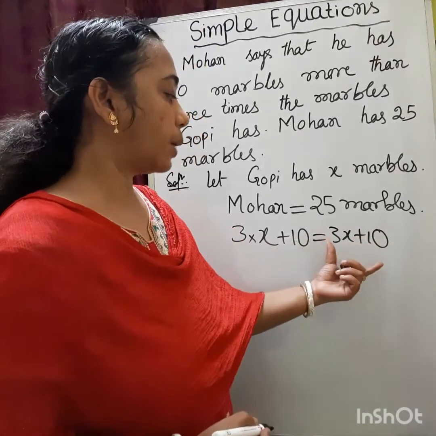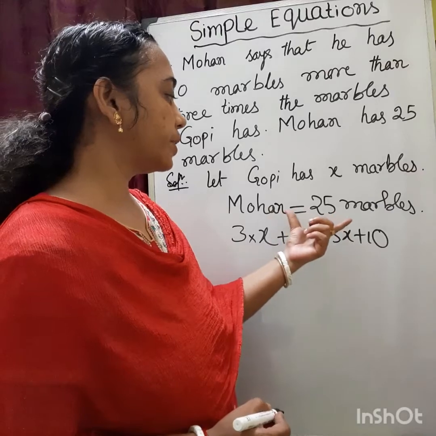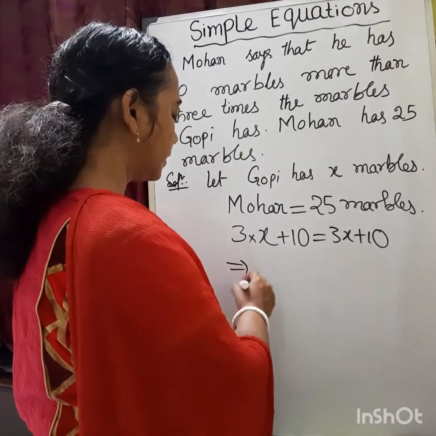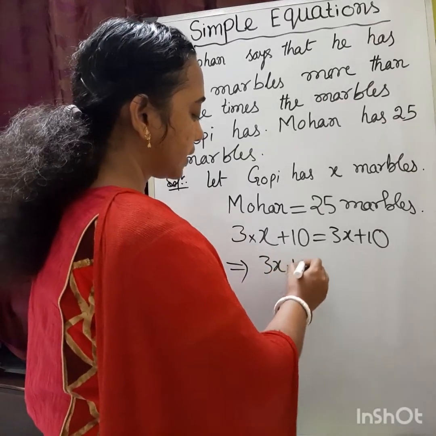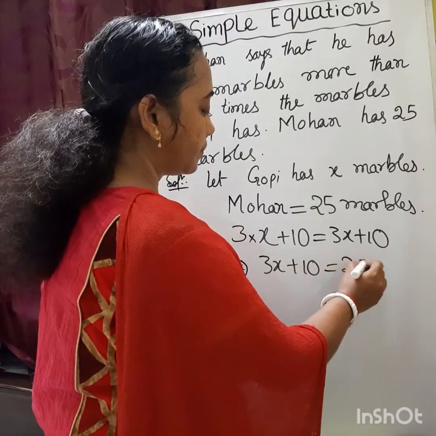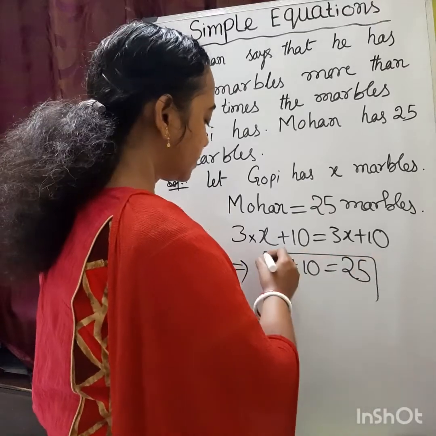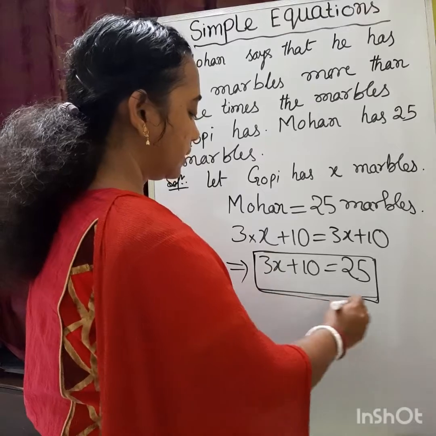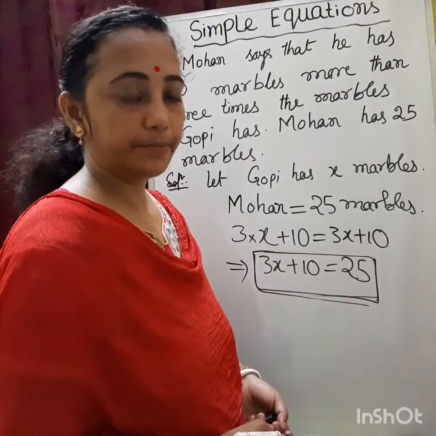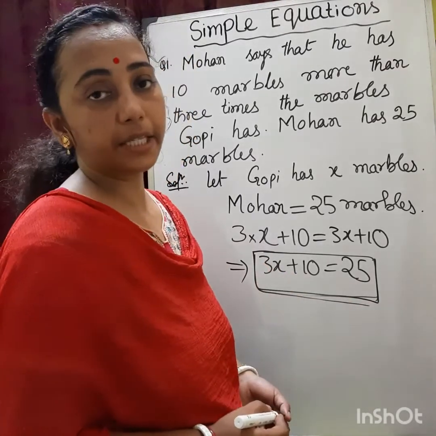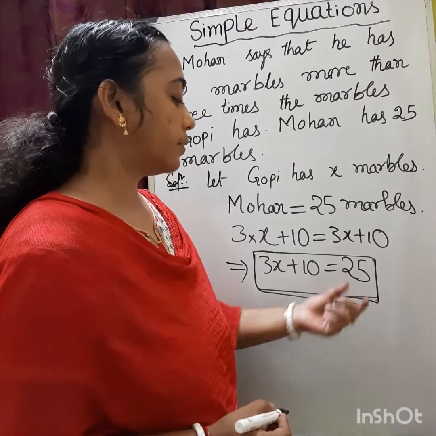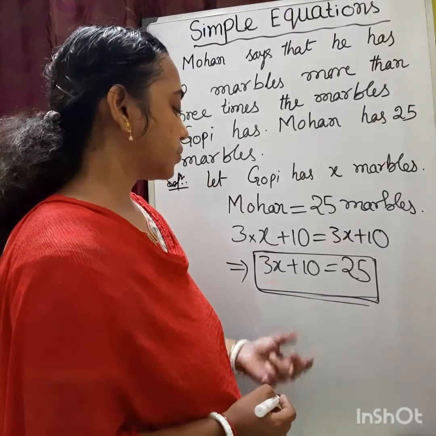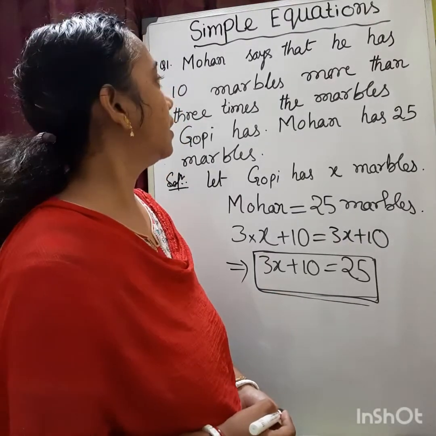So this is the number of marbles Mohan has. Now, it is already mentioned that Mohan has 25 marbles. So we can get the equation 3x plus 10 is equal to 25. This is an equation where the left hand side is compared with the right hand side. Here the left hand side is the expression 3x plus 10 and the right hand side is a constant term, that is 25. So this is the required equation for the given problem.